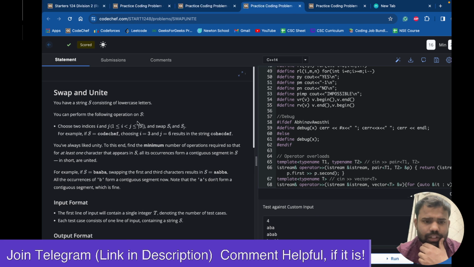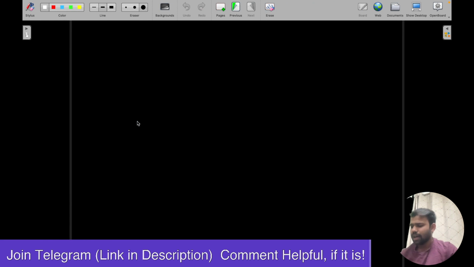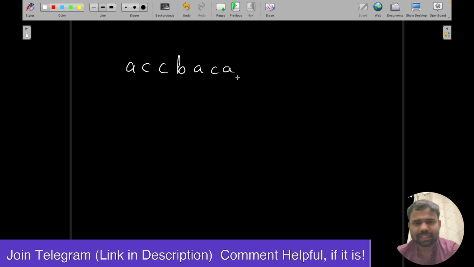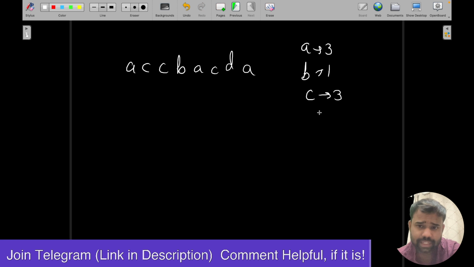Let me give you an example. For example, let's say the case is A C C B A C A. So there are multiple. Let me change it with some other. Let's say D and A. You can see that A is present 3 times here, B is present 1 time, C is present 3 times and D is also present 1 time.